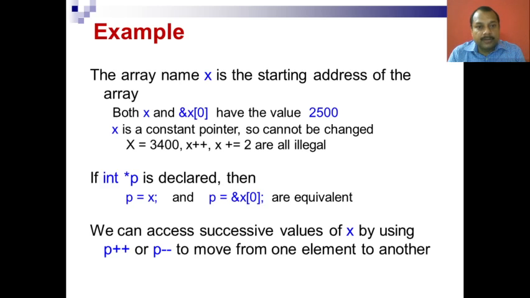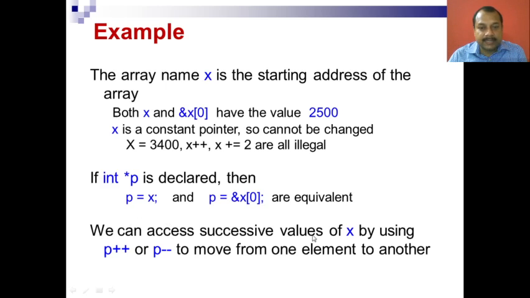But if it is required to change, then what you need to do is copy it to some variable and then keep on changing the copied variable, but do not alter the name of the array and its address or its base location. Now if int *p is declared, then p = x and p = &x[0] are equivalent. That is what we discussed.